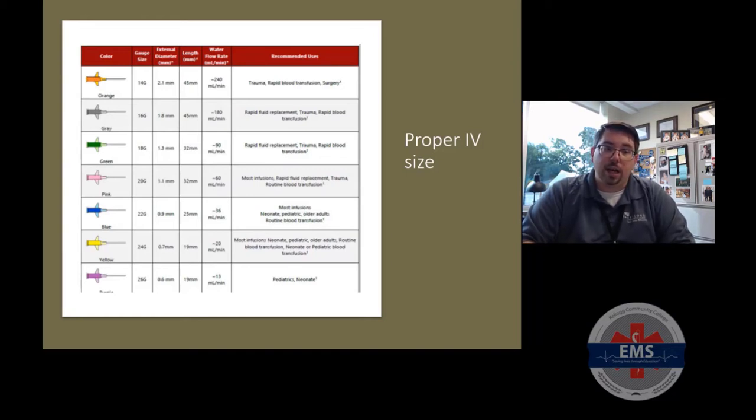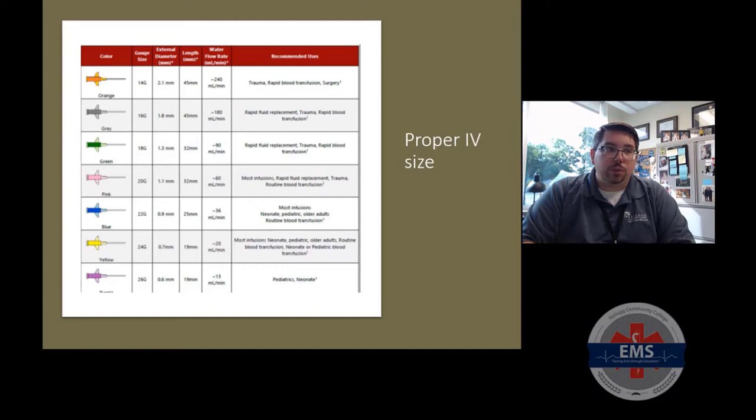Those may be indwelling angiocaths, or they may be in the form of a butterfly needle. Now, if you look at the chart here, for size 22 gauge needles, you can see it's good for most infusions, but it's also good for neonates and pediatrics. It can also be used to administer blood.